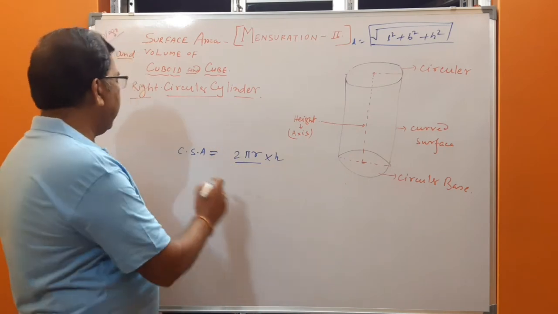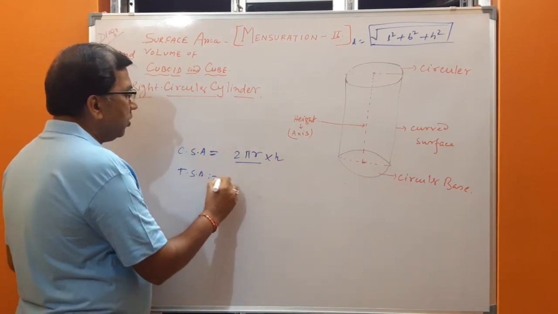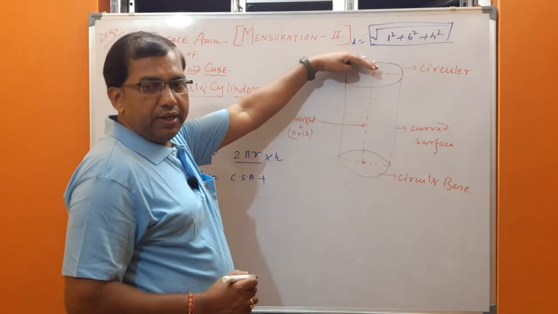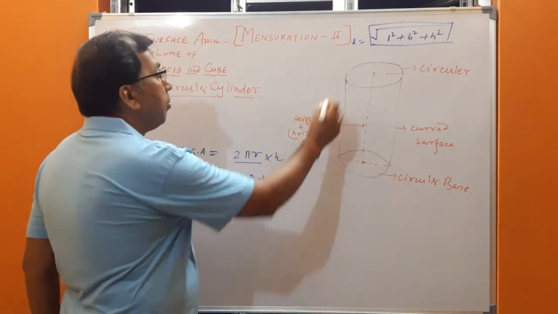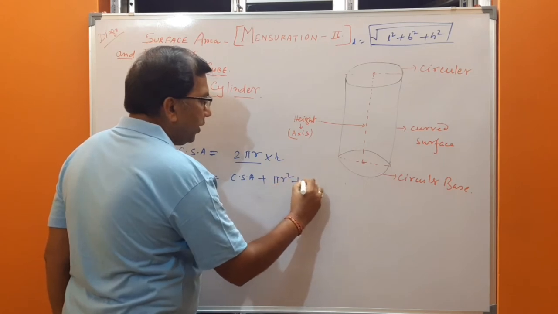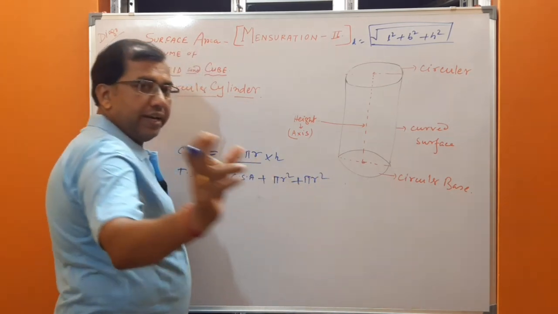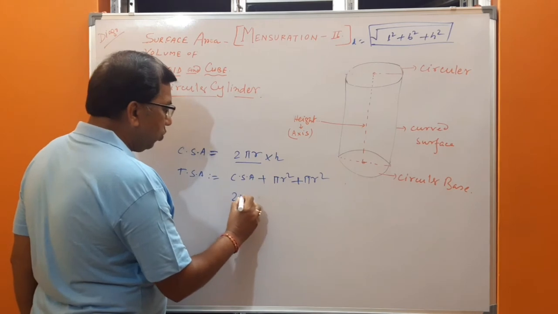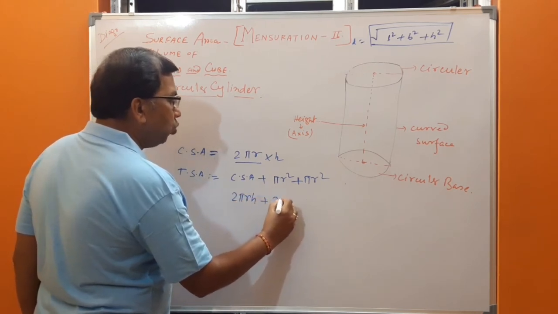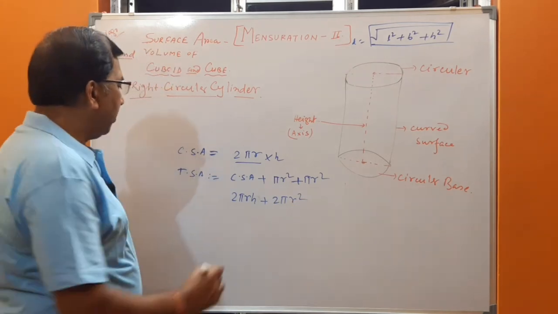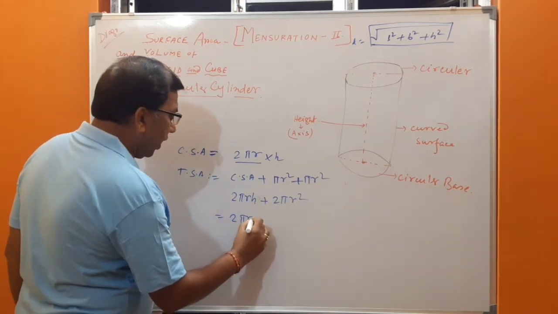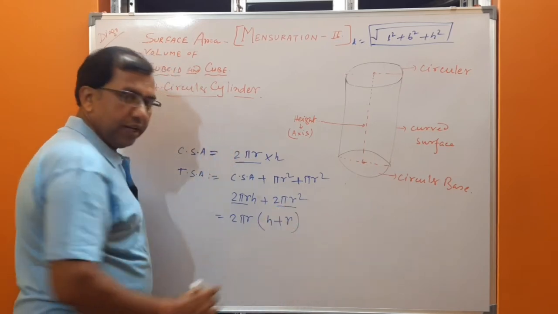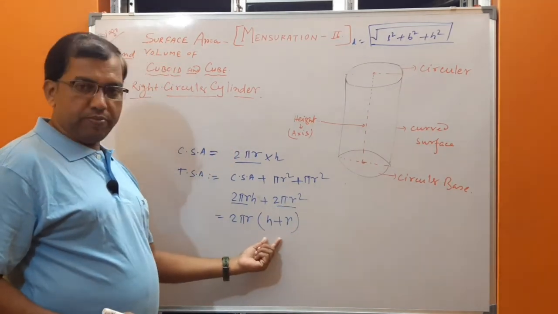If you want to find the total surface area, that is the curved surface area plus the upper circular area and the lower circular area. The upper circular area means the circle, pi r square, plus pi r square. So this gives 2 pi r h plus 2 pi r square. Take 2 pi r common: 2 pi r into h plus r.